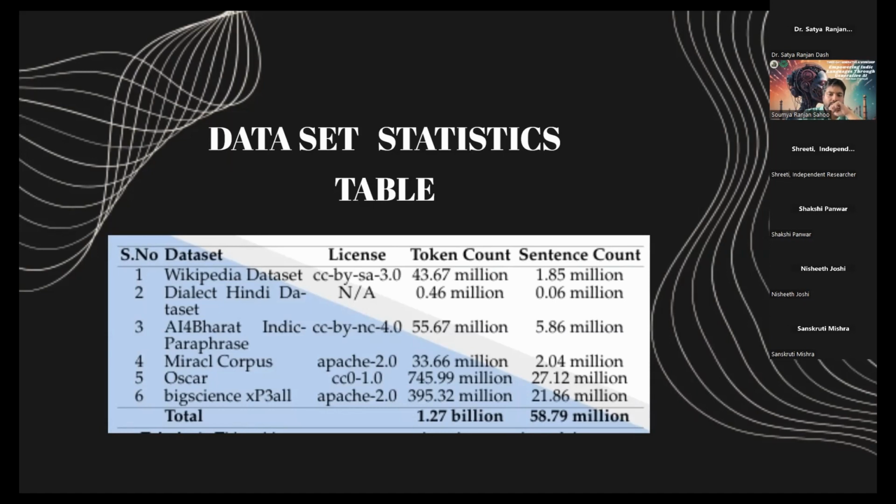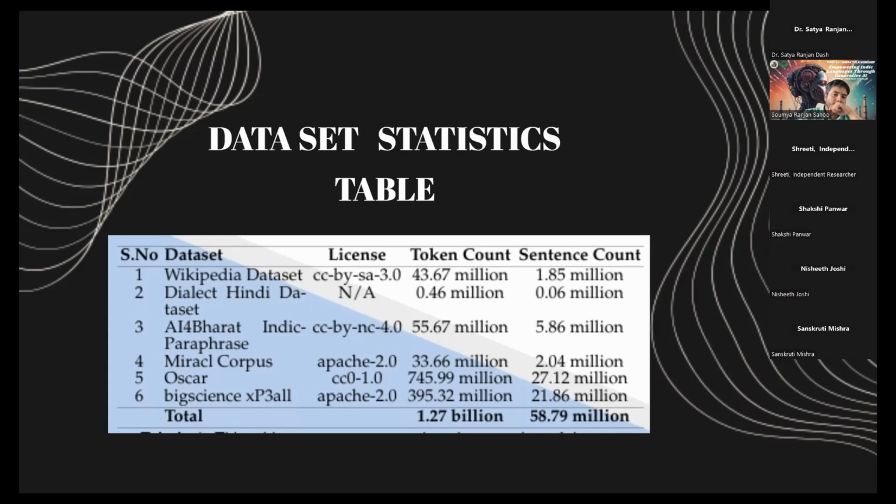After that, we have the OSCAR dataset. It is the largest dataset in my collection. It has 745.99 million tokens, and it is a collection of text from media sources, including literary work, academic publications, news articles, and social media posts also. And after that, I have the BigScience xP3 dataset.